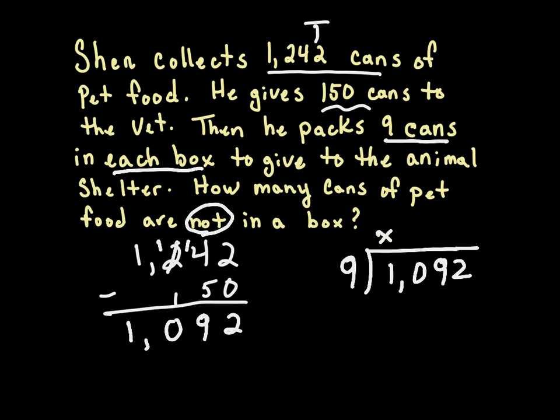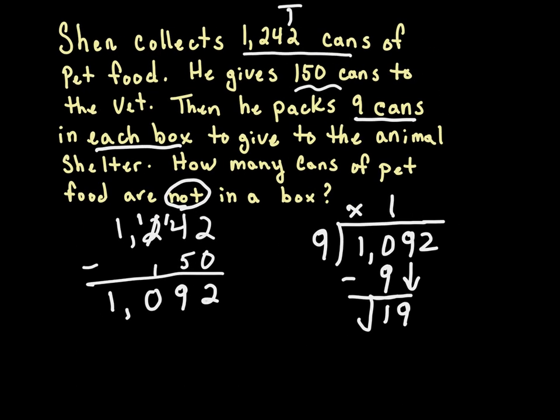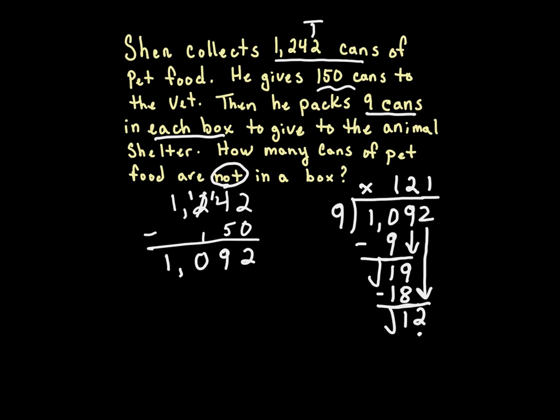So 9 can't go into 1, but it can go into 10 one time. 1 times 9 is 9. And then we're going to subtract. 10 minus 9 is 1. Bring down your 9, and now you have 19. Now we're going to go back to dividing. 9 times what gives us 18? Well, it goes in twice, because 2 times 9 is 18. We subtract, we get 1. Bring down the 2, and we have a 12. We go back to division. 9 goes into 12. Well, it only goes in once. 1 times 9 is 9. We subtract, and we're left over with 3.